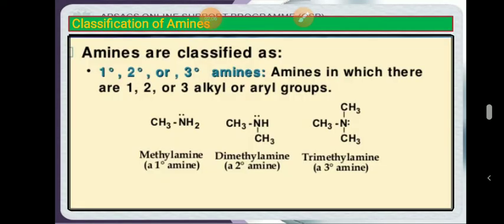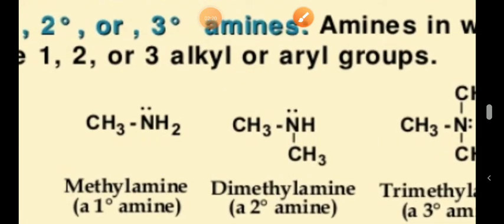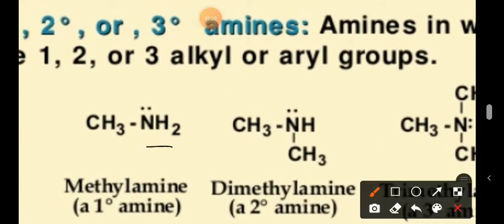So let's start with the classification of amines. As we have discussed with primary, secondary or tertiary alkyl halides, the same goes for amines. If we have just one alkyl radical attached with the NH2 group, it is known as a primary amine, and the common name is methylamine. You can just read the word methyl and this one is amine.